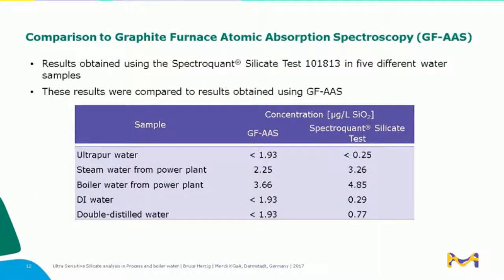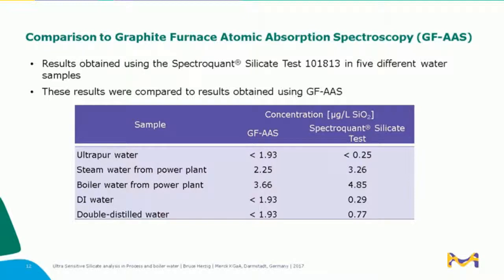So we did a comparison of graphite furnace atomic absorption spectrophotometry to the results that we obtained using the SpectraQuant silica test 101813, and we tested 5 different water samples. These results are compared below in the table. For ultra-pure water, you can see that for the graphite furnace, the detection limit is 1.93 and the sample was lower than that. In the case of the ultra-pure water using the SpectraQuant test, it was also lower than the detection limit, which is 0.25 micrograms per liter.